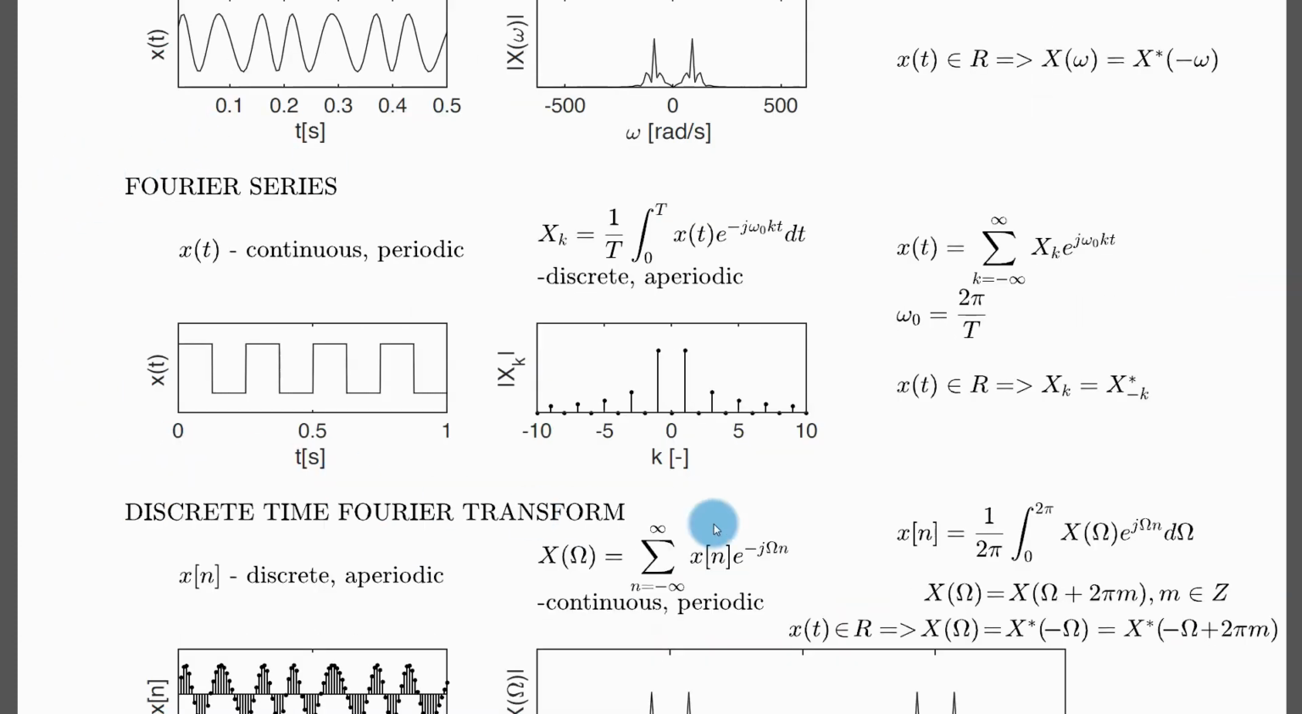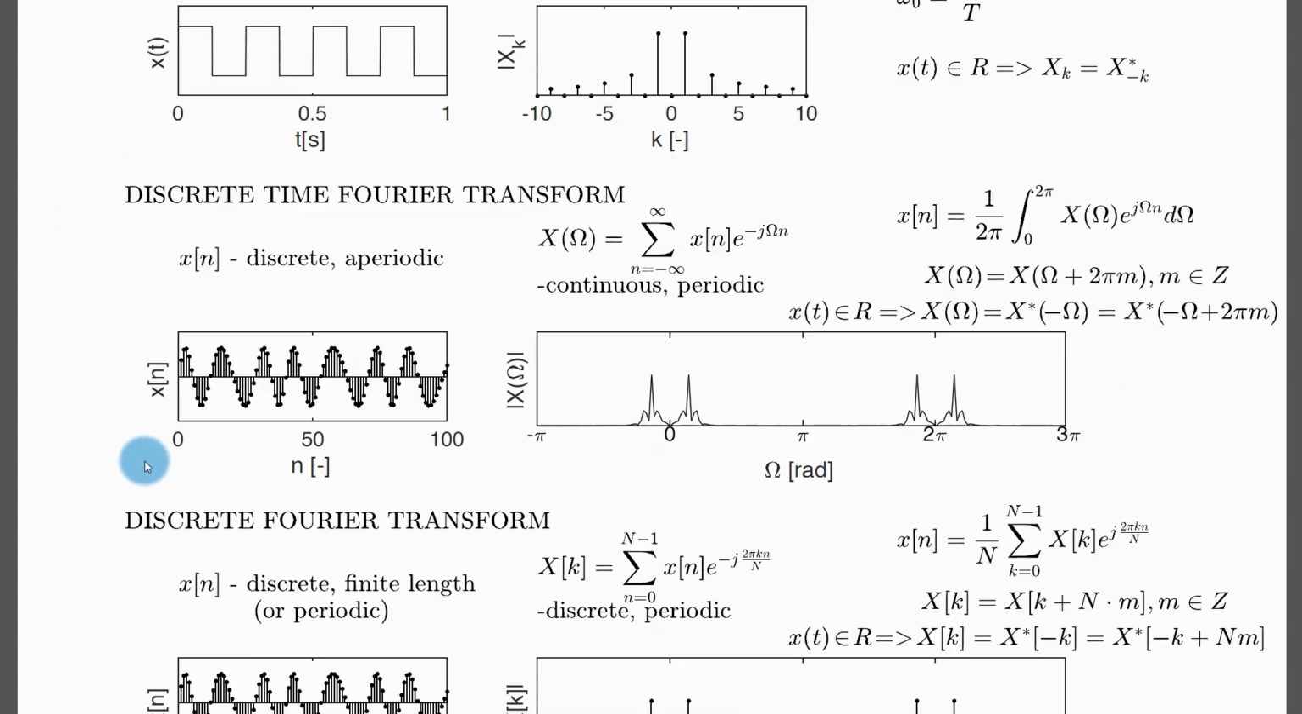This is the summary of the Fourier series. This is the formula for the coefficients of the Fourier series, which is essentially a forward transform, and this is the formula for the Fourier series, which is essentially an inverse transform. Remember that the Fourier series is used for continuous periodic signals, and their spectrum is discrete aperiodic. And if the signal is real, we have that symmetry in the spectrum. And this is how we write that symmetry mathematically.